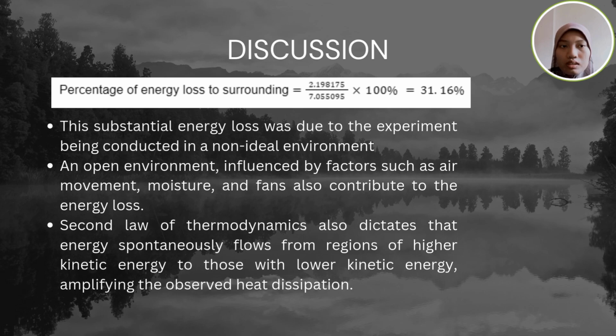The formula for percentage of energy loss to surroundings is Q hot over Q cold times 100%. So we got 31.16%. The substantial energy loss was due to the experiment being conducted in a non-ideal environment, which is an unenclosed environment, because it is influenced by factors such as air movement, moisture, and fans that also contribute to the energy loss. The second law of thermodynamics also dictates that energy spontaneously flows from regions of higher kinetic energy to those with lower kinetic energy, amplifying the observed heat dissipation.